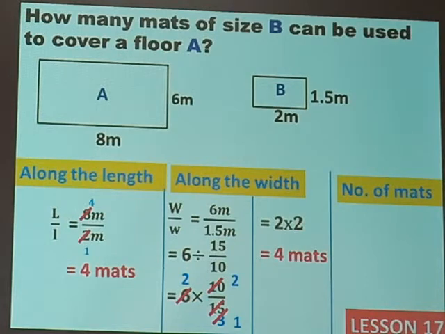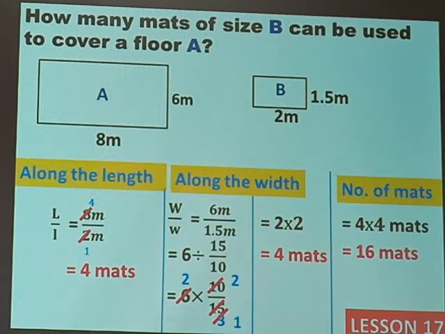So, you look at this. Along the length, we got 4 mats. Along the width, we have 4 mats. So, if here we have 4 mats, up we got 4 mats, we can simply multiply to get the total number of mats we're going to use. So we have 4 times 4, which will give us 16 mats. To cover the whole floor there, we need the 16 mats to cover that floor. I believe you've understood.